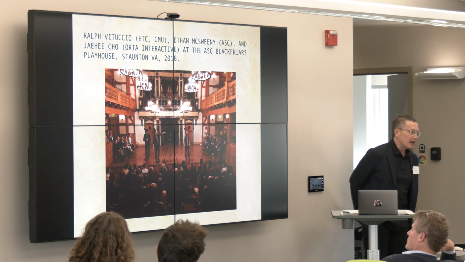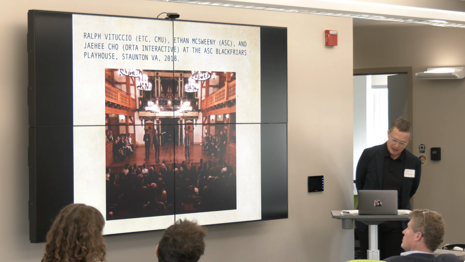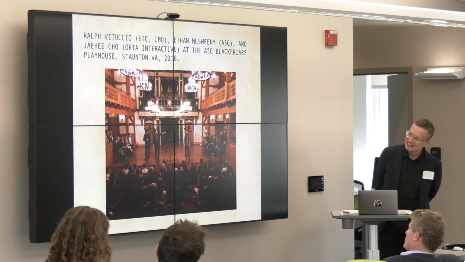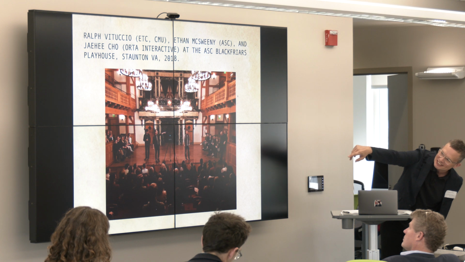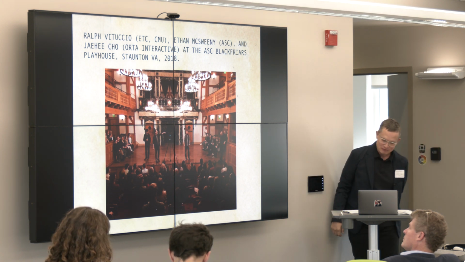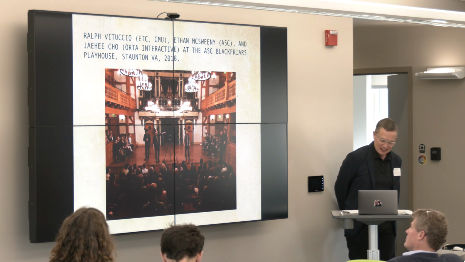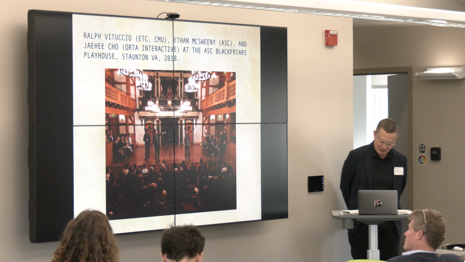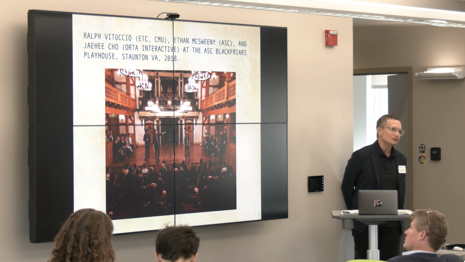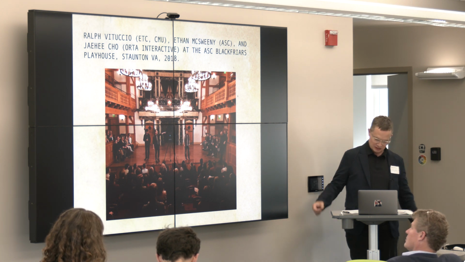So, shortly after I arrived at Carnegie Mellon University in 2018, I made some very, very important collaborators. This is Jae-hee Cho and Ralph Vituccio, and that's Ethan McSweeney. Those are my buddies. Those are my best friends. And my partners and I took a very expensive virtual reality camera on loan. Google, which has offices in Pittsburgh, very kindly loaned us this $25,000 camera.